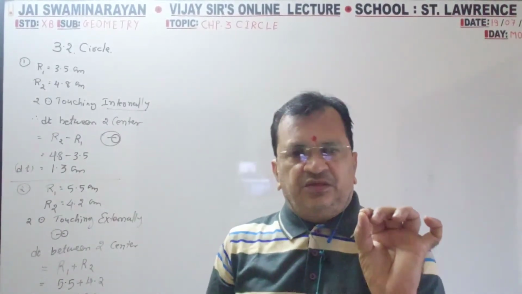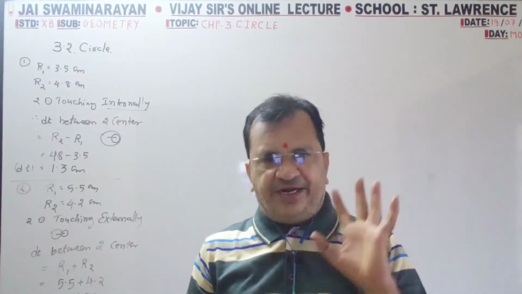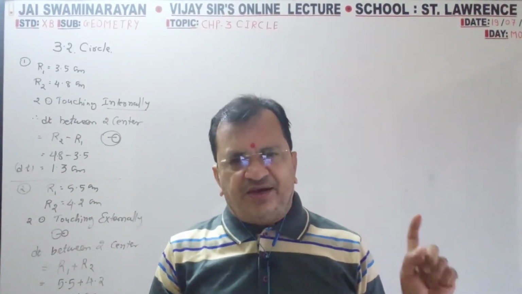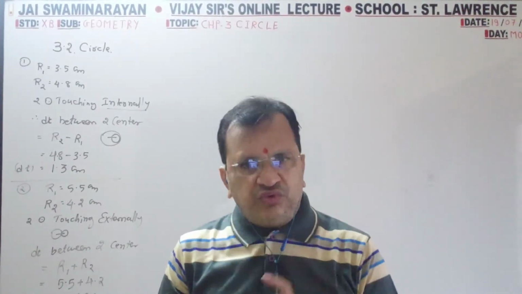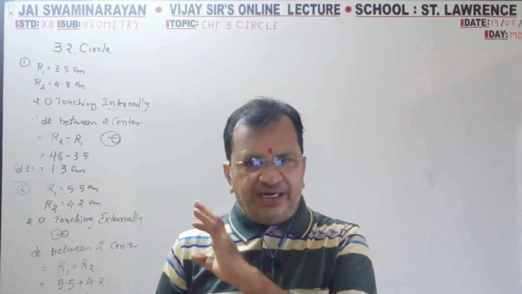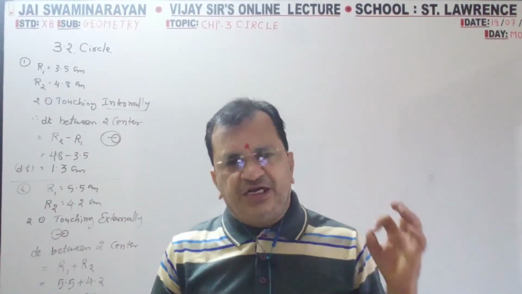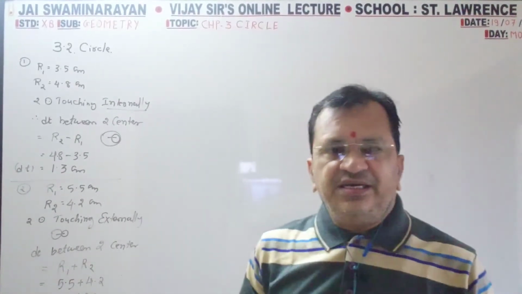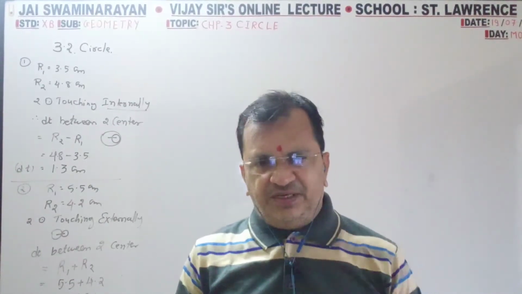Simple. When two circles touch internally, bigger radius minus smaller radius. When two circles touch externally, radius 1 plus radius 2. Out of these two, question 1 they will definitely ask. So clear your concept. Numbers may be different, but only two positions. Internally, subtraction, bigger minus smaller. Externally, addition, smaller plus bigger or bigger plus smaller will be the same.